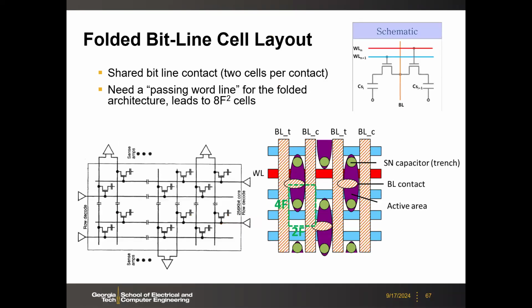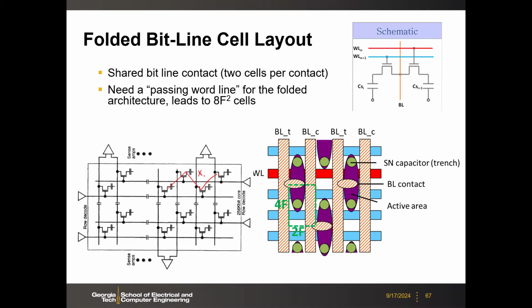And let's look at some real layouts. For the folded bitline, this is an 8F square cell. And this is like the array schematic, right? So as I said, we have this staggered cell. The reason is that here at this location, we cannot have the DRAM cell, right? We cannot.